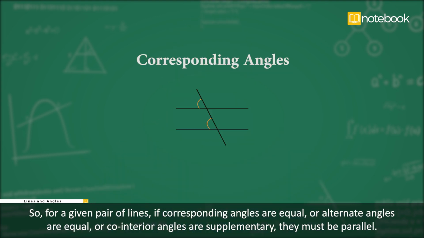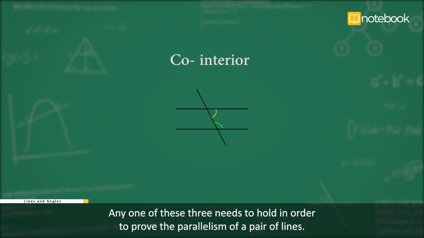So, for a given pair of lines, if corresponding angles are equal, or alternate angles are equal, or co-interior angles are supplementary, they must be parallel. Any one of these three needs to hold in order to prove the parallelism of a pair of lines.